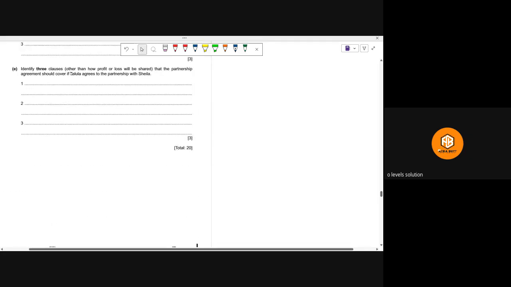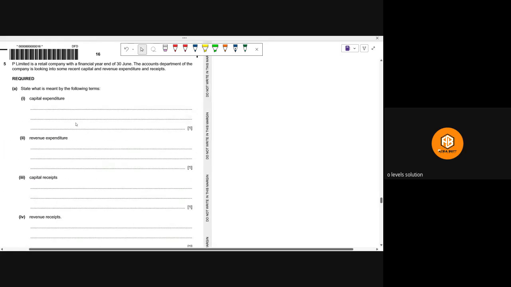Then identify three clauses other than how profit or losses will be shared that a partnership agreement should cover if Talula agrees to a partnership with Sheila. First of all, how much amount will be invested by each one, how much interest on drawings they will be charging on each other's drawings, and if any one partner will be giving a loan to the business, for how much interest. So these three things we can do.